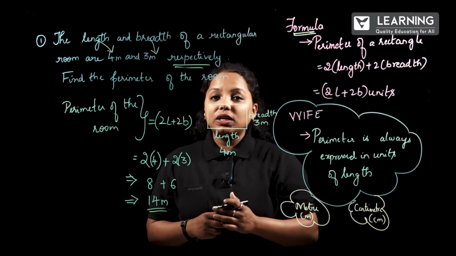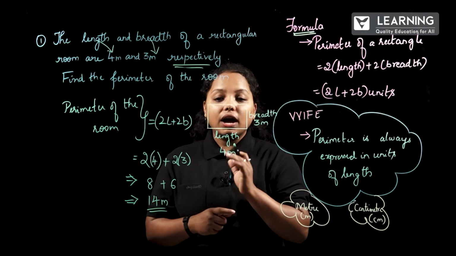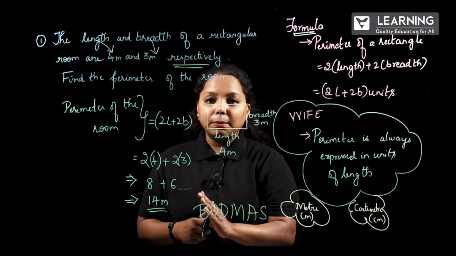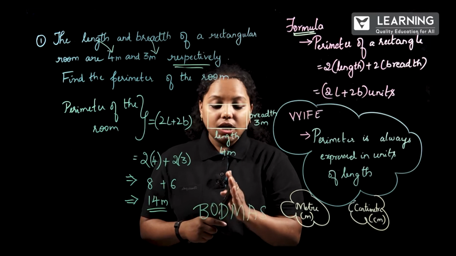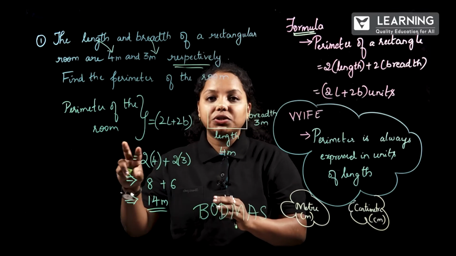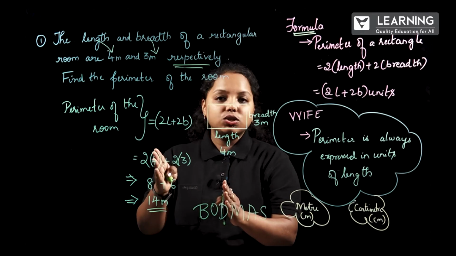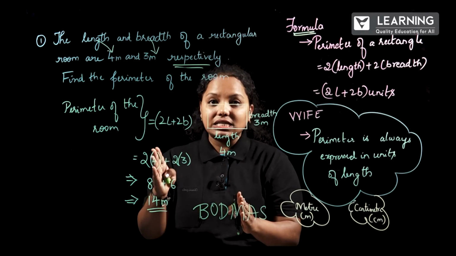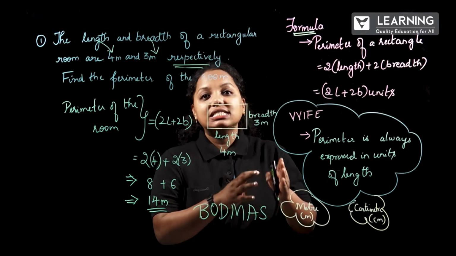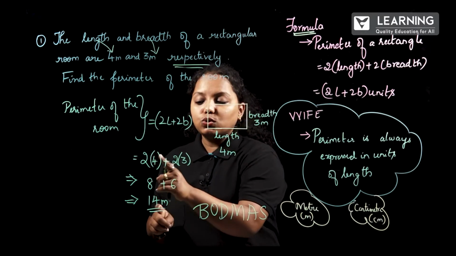Now, many students will make a mistake over here. What is it? They will do 4 plus 2. No, you have to remember one thing, that is the BODMAS rule: Bracket, Order, Division, Multiplication, Addition and Subtraction. Whatever the expression is, you have to go according to this order of operations. First division, is there division? No. Is there multiplication? Yes. So, first you have to multiply, then go to addition and subtraction. This is where many students go wrong.